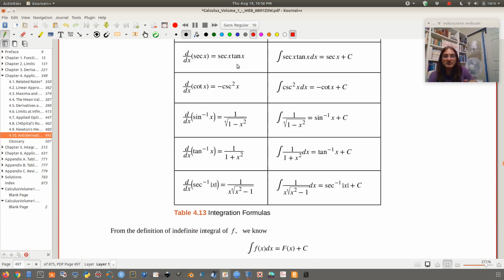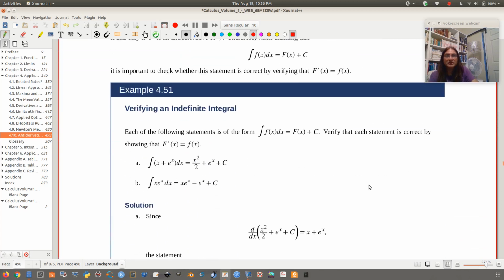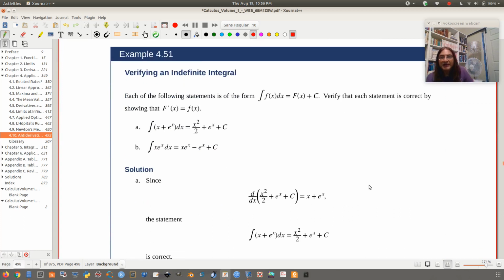So all these examples are given. The derivative of sine inverse x is 1 over square root of 1 minus x squared. So the indefinite integral of 1 over square root of 1 minus x squared is sine inverse x plus c. Okay, pretty straightforward. Just look at the table of derivatives and invert the process. And verification is, if somebody claims that the derivative of this is this, just take the derivative of this to confirm that the answer is correct. So that's verifying.